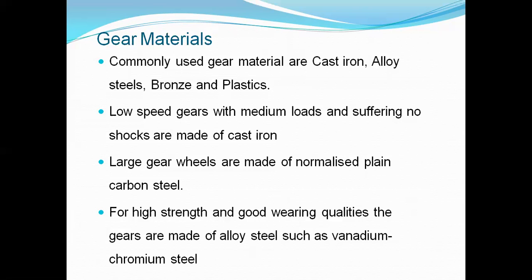Generally, commonly used materials are cast iron, alloy steel, bronze, and plastics. Cast iron is used for low speed gears with medium loads and suffering no shocks. The large gear wheels are made of normalized plain carbon steel. For high strength and good wearing qualities, the gears are made of alloy steel such as vanadium and chromium steel.